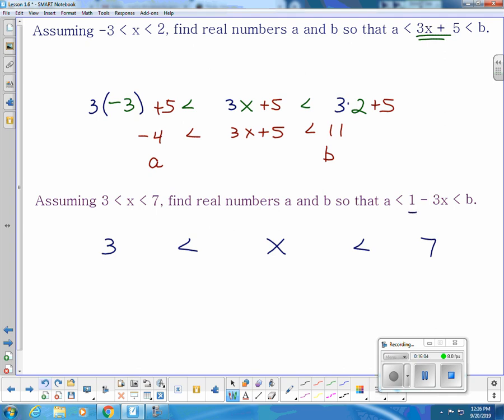I'm going to rewrite this as -3x plus 1. Okay? So we are going to multiply everything by -3. And then we are going to do what? Since we multiplied by negative, let's go ahead and just do that. This is what we have. We got to flip the symbols because we multiplied by -3.